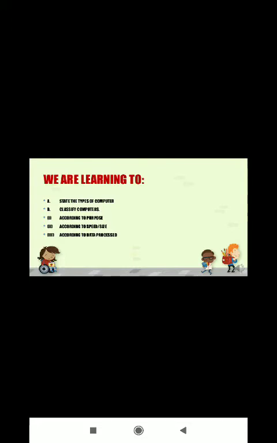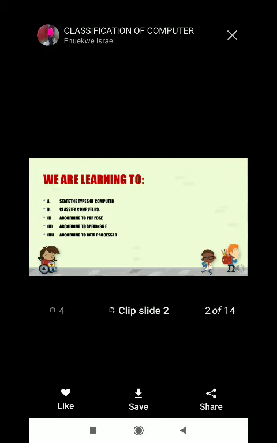Today we will learn chapter number 1, category of computer and computer language. In this chapter we are learning to state the types of computer, classify computers according to purpose, according to speed and size and according to data processed.